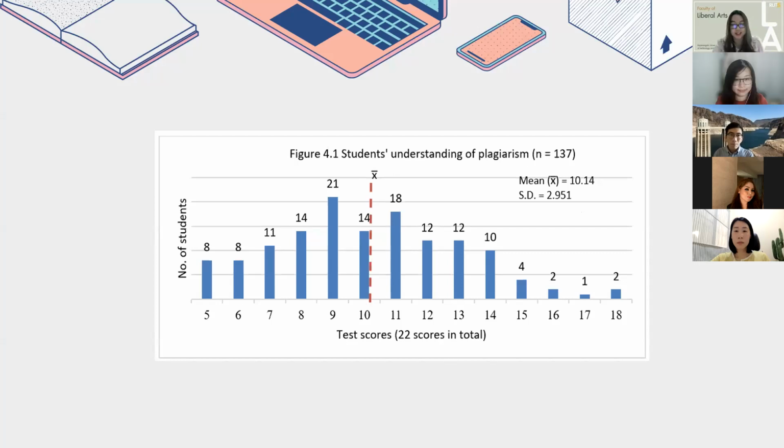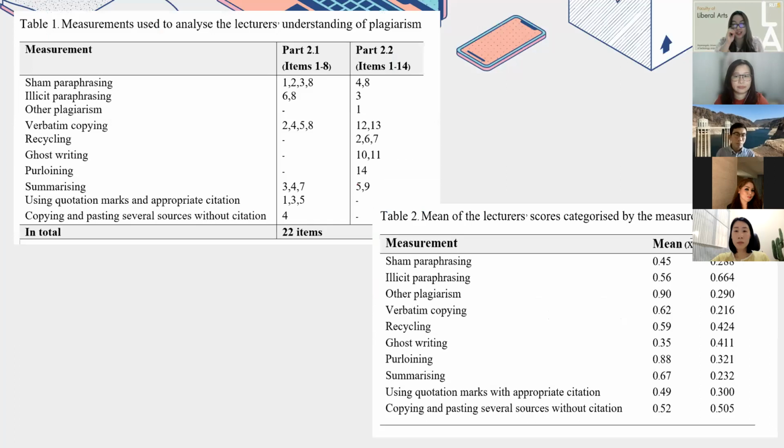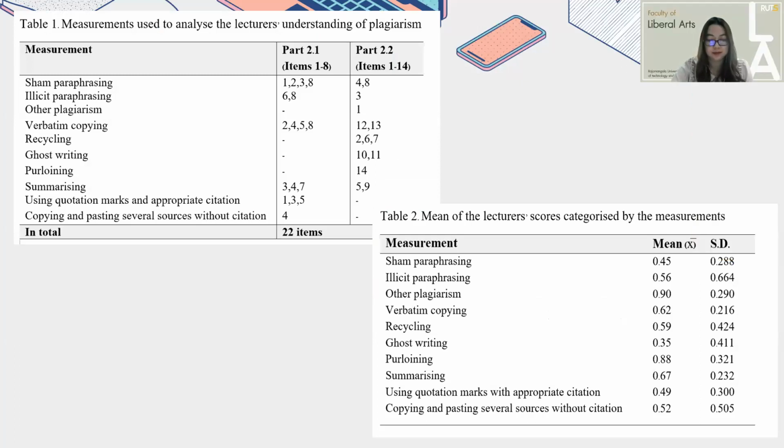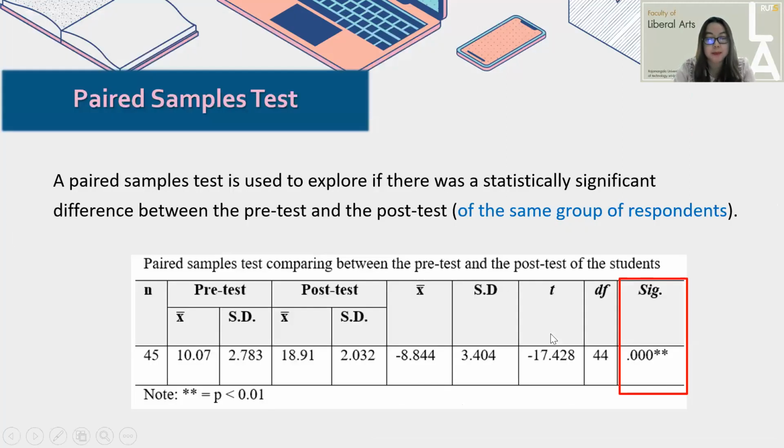Okay, and I divided each item in the test into categories. So when analyzing data, we could see the information we required clearly, and I used only mean and standard deviation in my report. A paired sample test was also examined to explore if there was a statistically significant difference between the pre-test and the post-test of the students. Then the finding could indicate how the workshop affected the students' understanding of plagiarism.